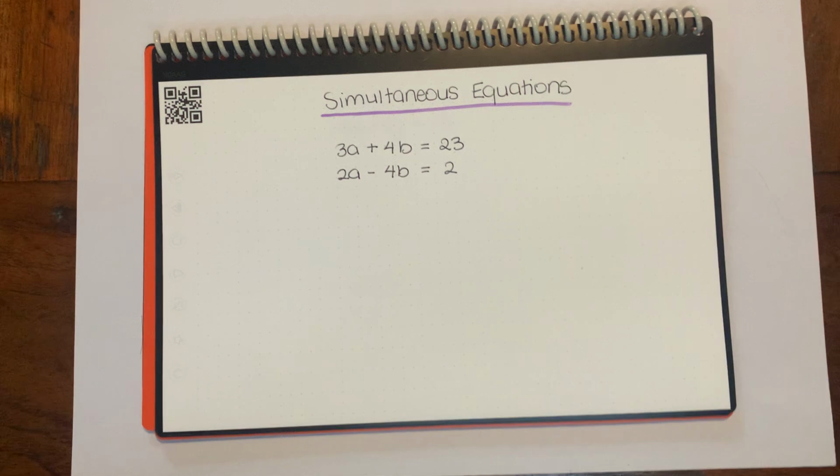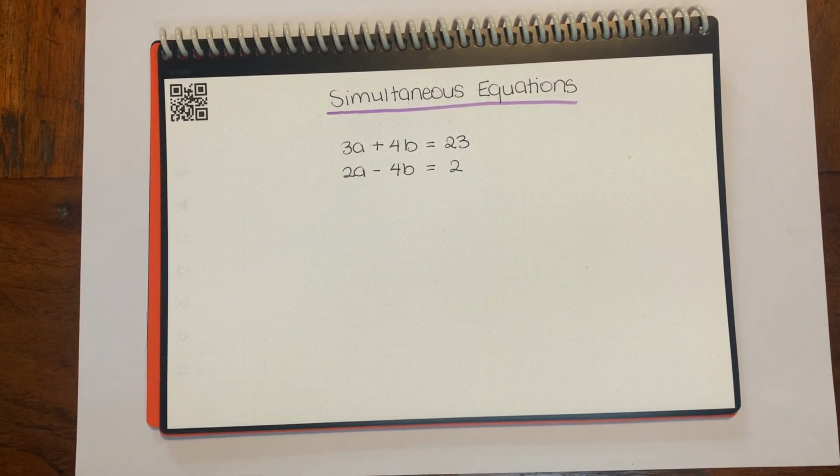So in this first one, you've got 2 linear simultaneous equations. We know they're linear because we haven't got any squareds or cubes in there. The highest power of A and the highest power of B are both 1.